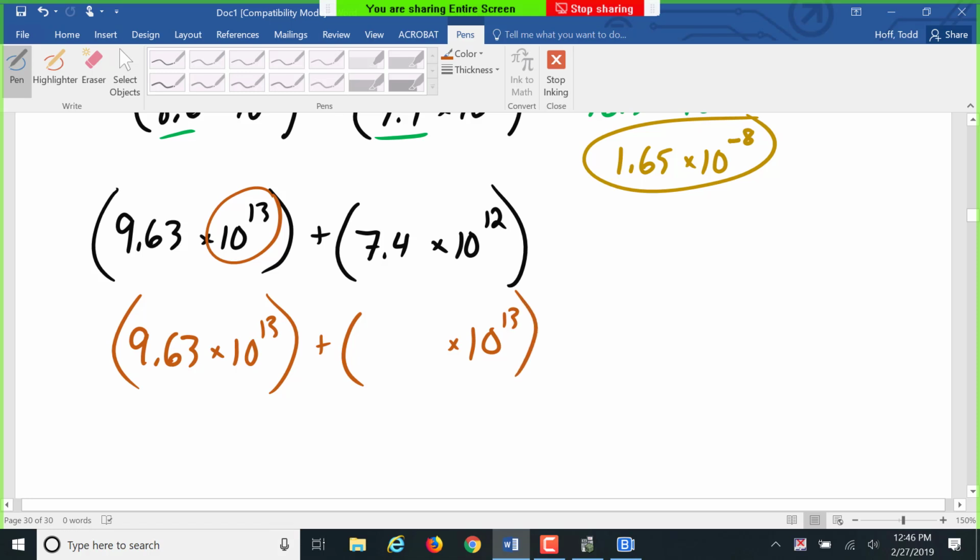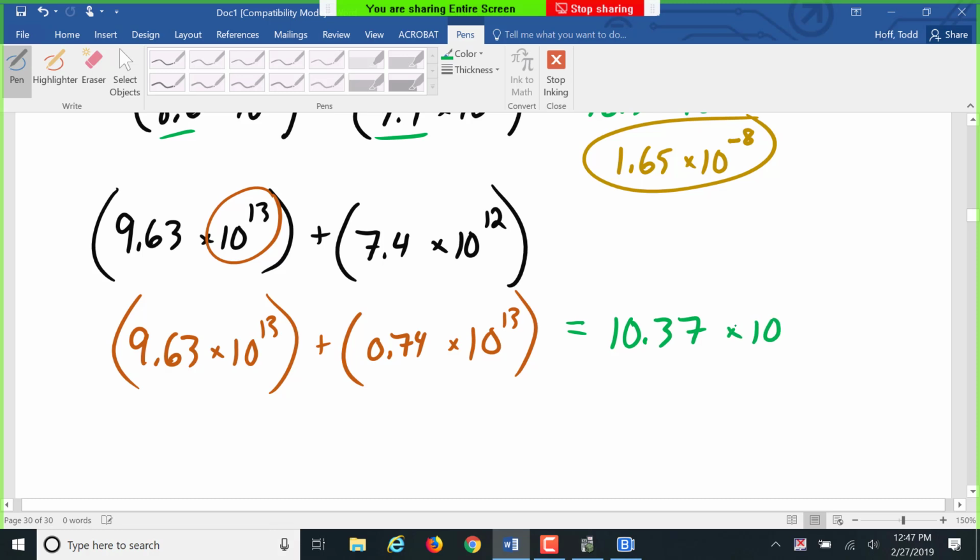Now when we change the power, we have to adjust the number. The power got larger by 1, so what does the number have to become? Perfect, 0.74. Power got larger by 1, the number has to get smaller by 1 decimal place. Now we go ahead and add 9.63 plus 0.74 is? There you go, 10.37, perfect.